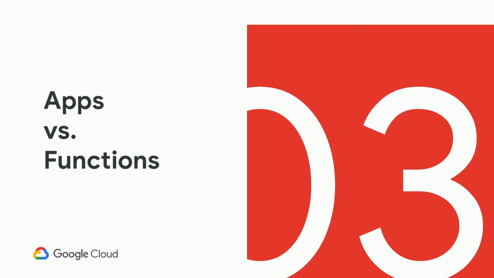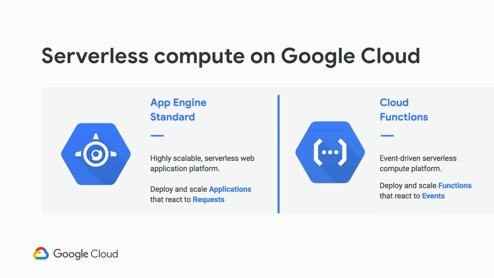Now, apps versus functions. Let's talk a little bit more about this. When you think about serverless compute on Google Cloud, for this session, we have been talking about these two products, App Engine Standard and Cloud Functions. Now I'm going to go a little bit more into when we should use one over the other, or which is the best use case for App Engine or Cloud Functions.